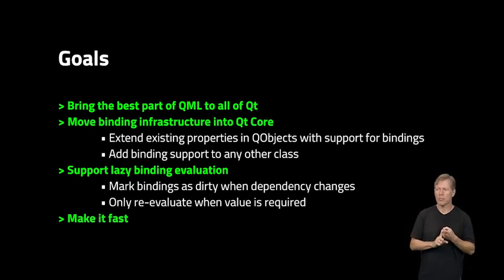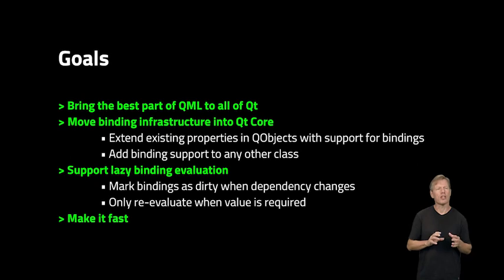So we wanted to bring the best part of QML to all of Qt. Move the binding infrastructure into Qt core, so it's not a separate piece anymore like it was before. It was a separate large part of the QML engine. Now it's in Qt core, and we want to make that available to everybody. We want to make sure that you can extend existing properties in QObjects with support for those bindings. You can add binding support also to any other class if you wanted to, so have properties that are bindable in any class.